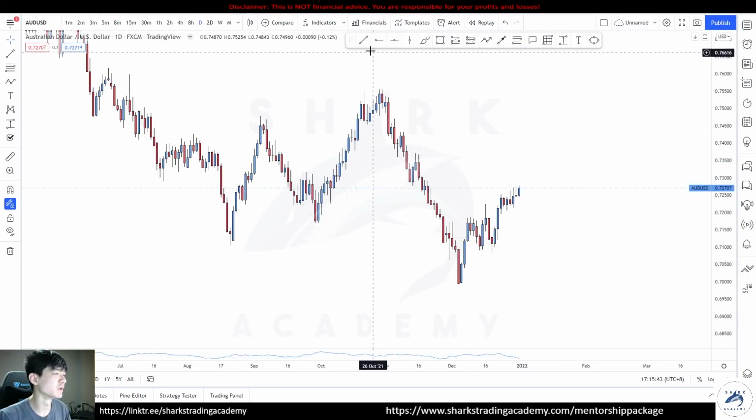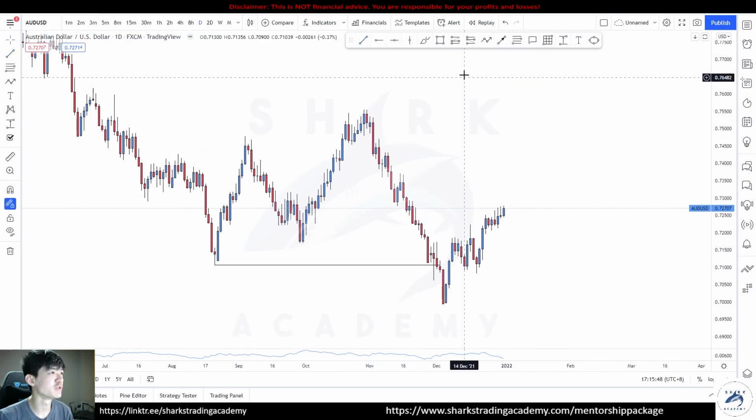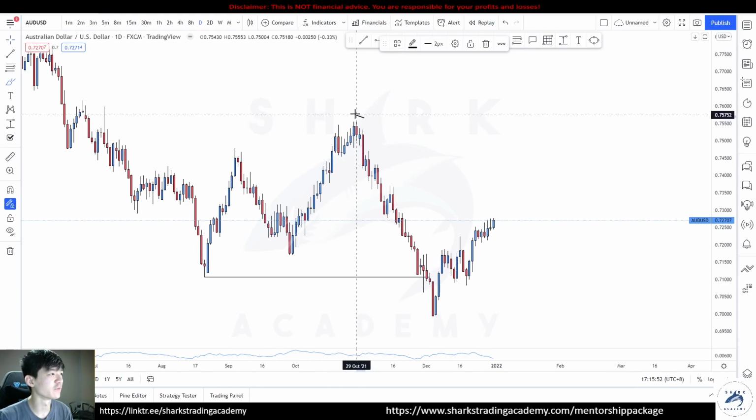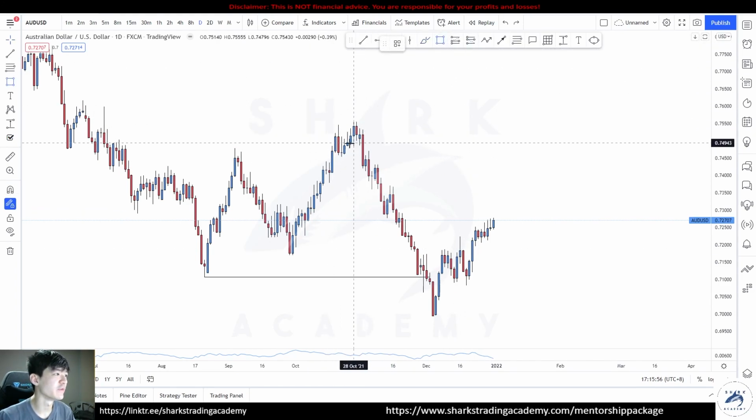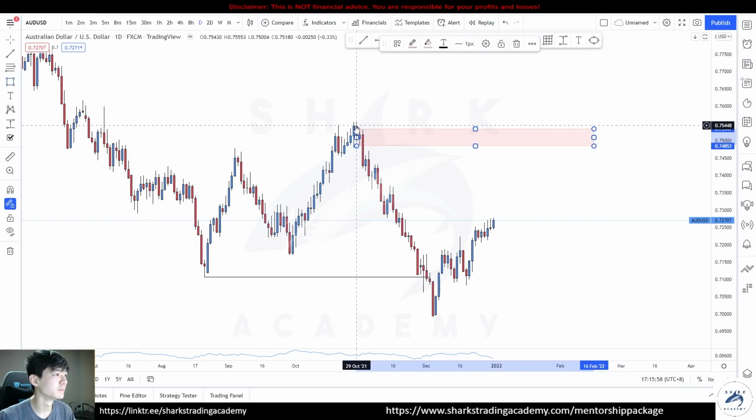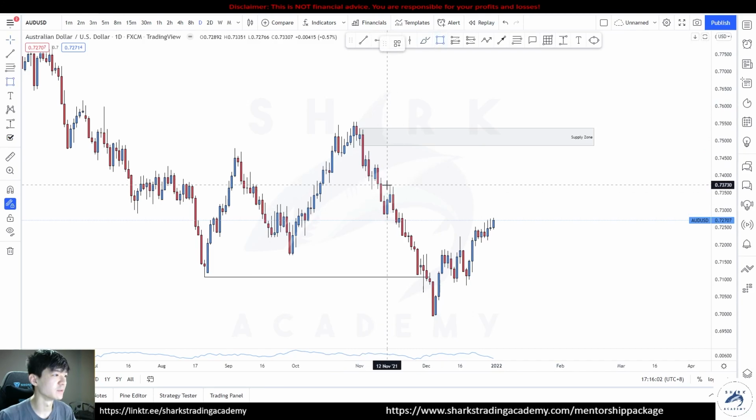So next up, we have the Aussie dollar. You can see we have a break of structure here. And this break of structure originated from this entire leg, right? So the high, or the point of invalidation, is actually at this level. So based off the daily, we have two areas to sell from. We're looking to sell here, and we are also looking to sell here, right?